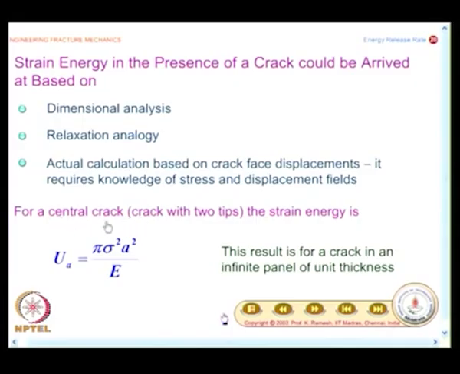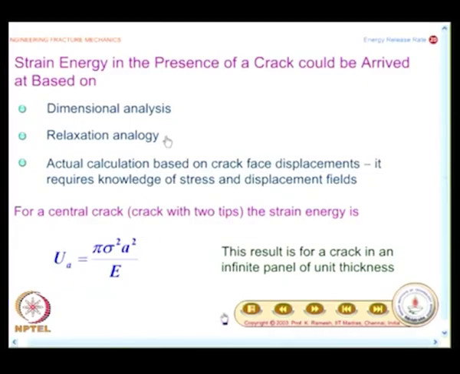When you say central crack, it is a crack with two tips, and the result you have seen here is for an infinite panel of unit thickness. So it is multiplied by unity, and from a dimensional point of view, this satisfies the expression for energy. The suffix a denotes strain energy in the presence of a crack. Now we will look at a relaxation analogy to satisfy ourselves how this expression could be viewed.